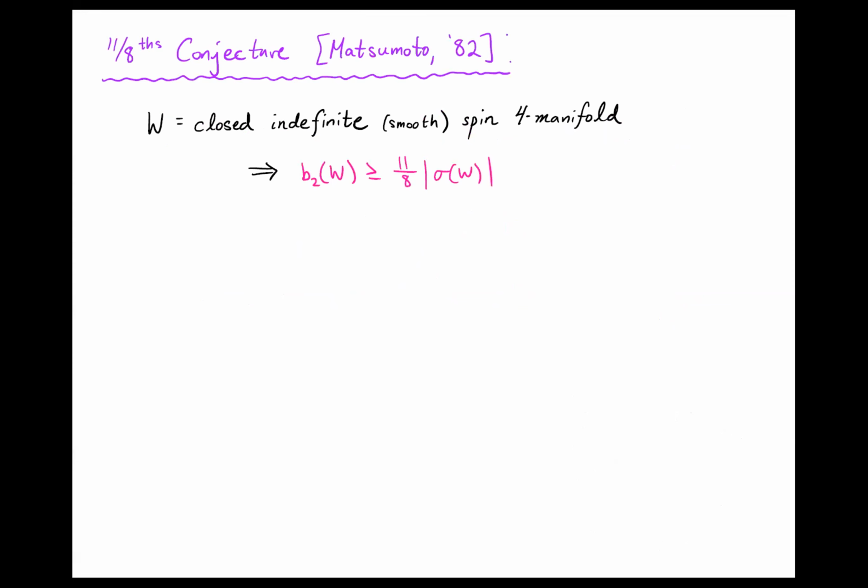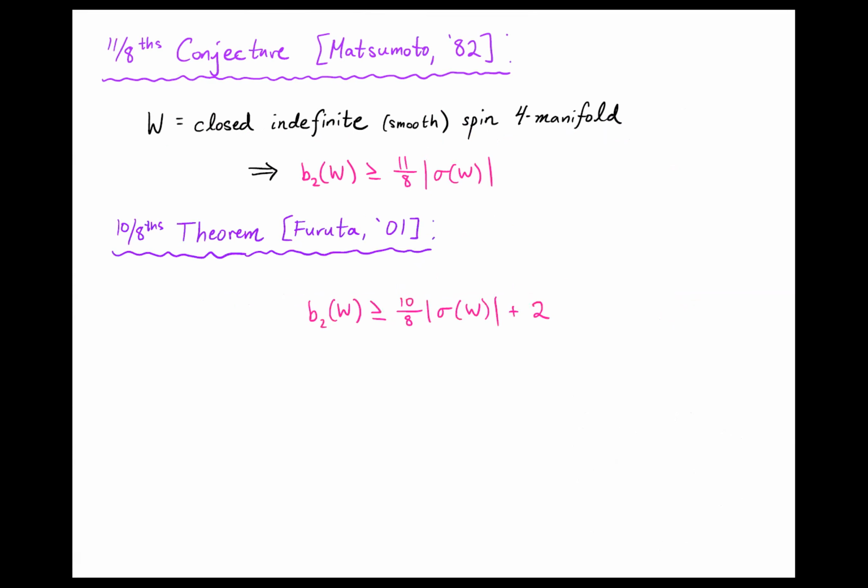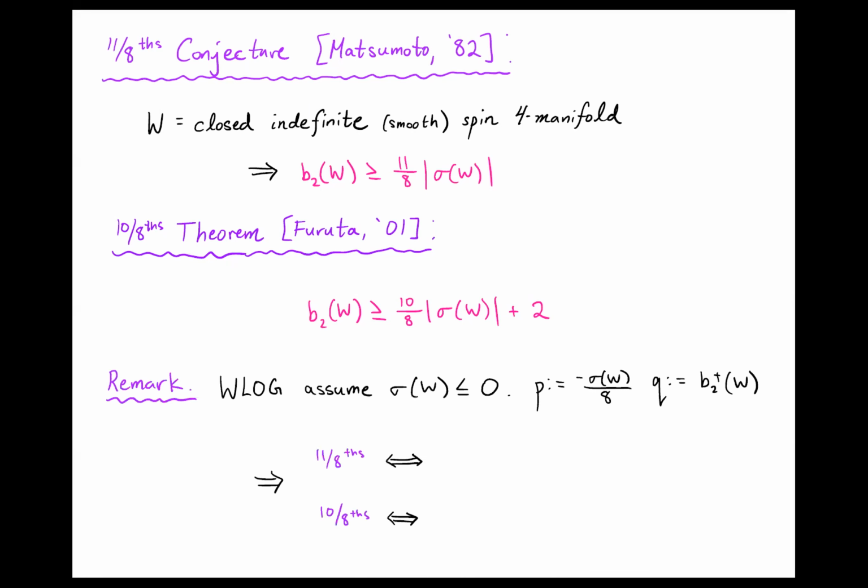Recall the 11/8 conjecture posited by Matsumoto in 1982, which says that if W is a closed indefinite smooth spin 4-manifold, then b2 of W is greater than or equal to 11/8 times the signature. This is still an open conjecture, but we have the following theorem, which almost gets there, aptly called the 10/8 theorem by Furuta in 2001. It shows that b2 is greater than or equal to 10/8 times the signature plus 2.